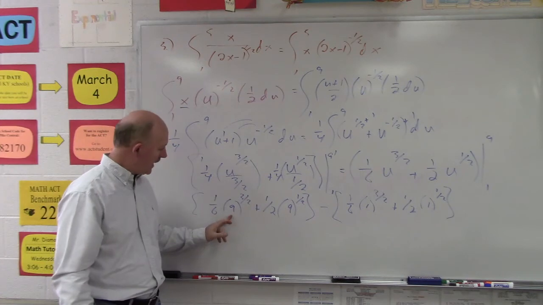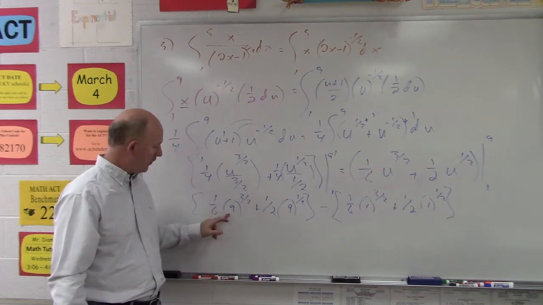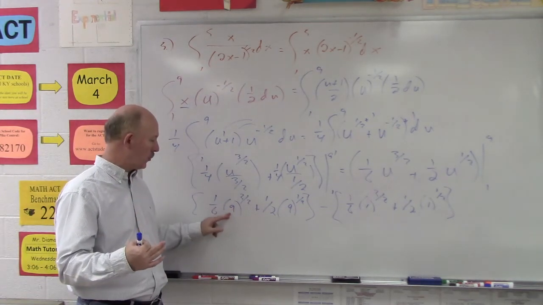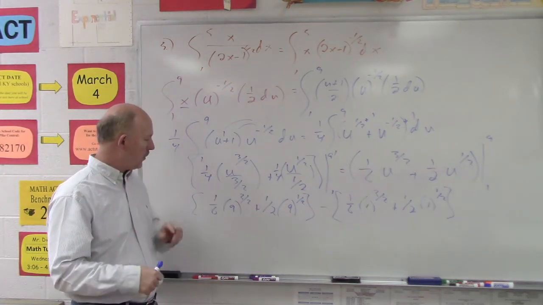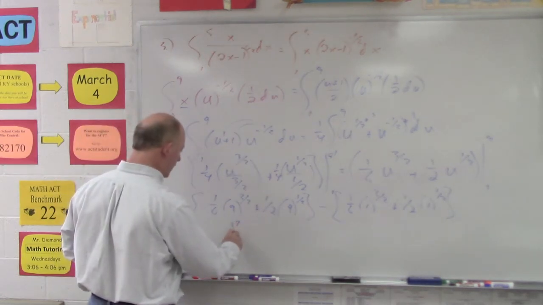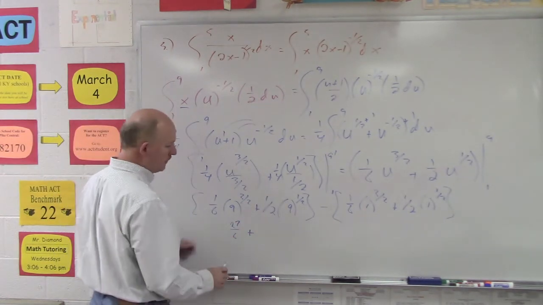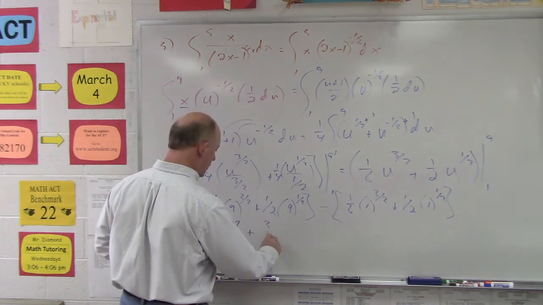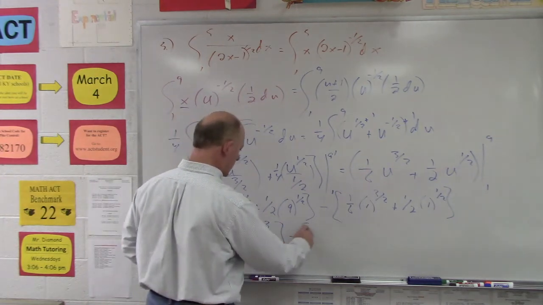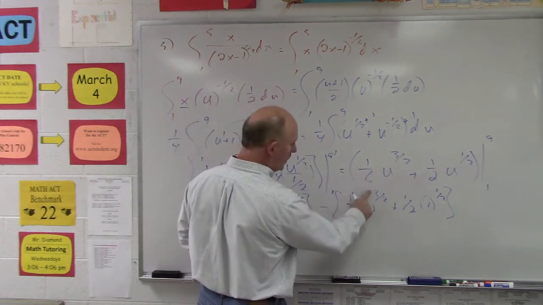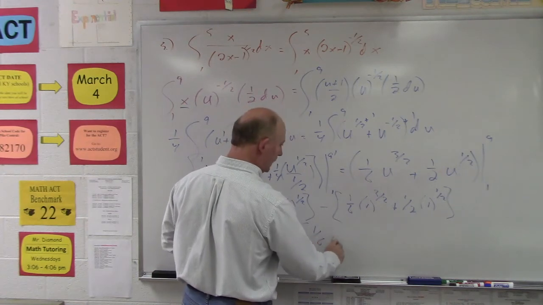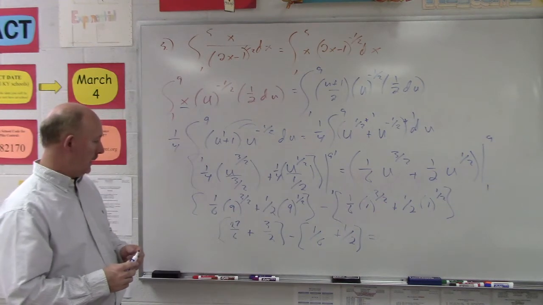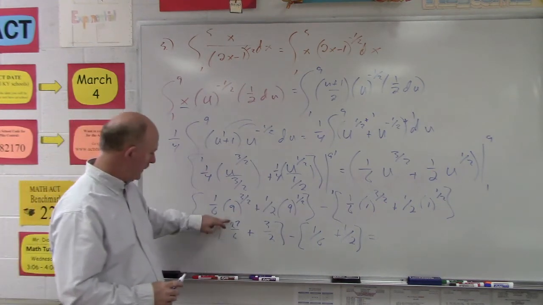Now, let's start with 9 to the 3/2 power. First of all, 9 to the 1/2 power is the square root of 9, which is 3. 3 to the 3rd power would be 27, so it would be 27 over 6. Plus, now the square root of 9 is 3, and 3 times 1/2 makes that 3 over 2. Minus, 1 to the 3/2 power is 1, so this becomes 1/6 plus 1/2. All right. And let's see, as we evaluate this, 27 over 6.